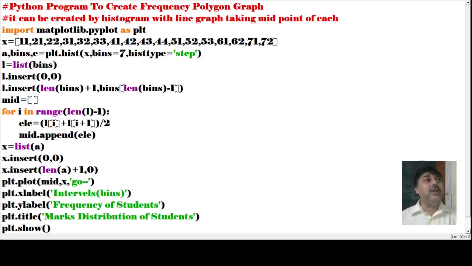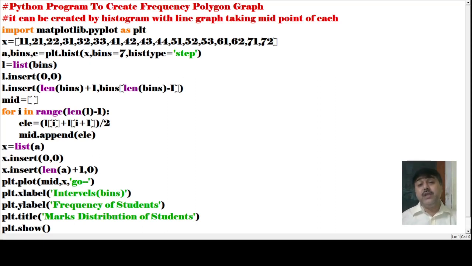Okay, so there we find that we have L.insert. L.insert means that we are having 0, 0. So this 0, 0 we are having here, and L.insert is what, len(bins).